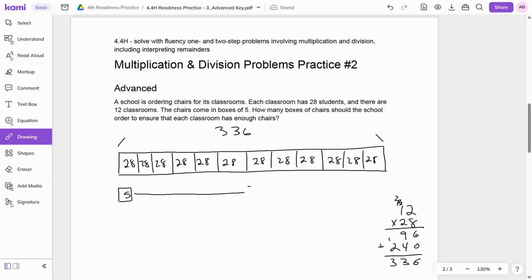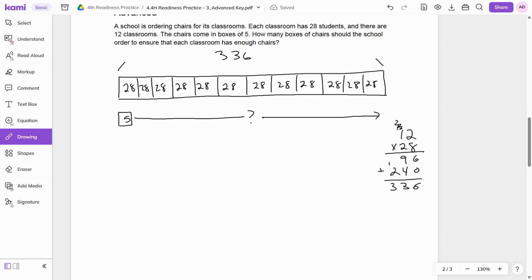I'm just going to put a 5 in a box with a question mark and move over, and it's going to say, how many fives do I need to get my 336? So that is going to be a division now. So really what we're going to do is we're going to do 12 times 28, and then we're going to divide that by 5. So let's do our 336 divided by 5.